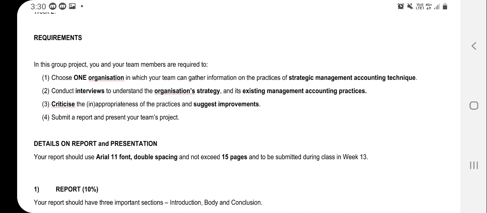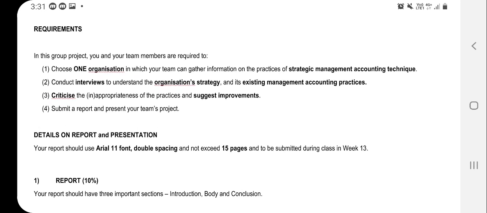So you have to use your contacts, maybe your family business, or you have a family member working in a company or business that can help you to share this information. Or you have friends working there, your seniors working in the company. Make sure you choose the company that is willing to share the strategic management accounting information or technique with you. That is very important.